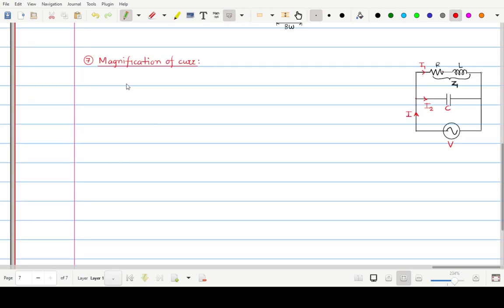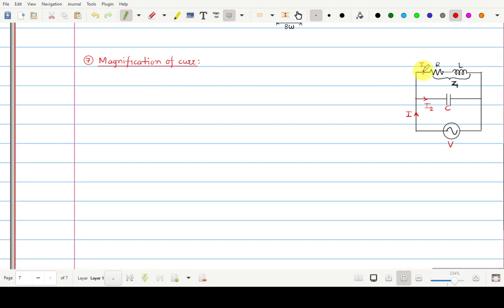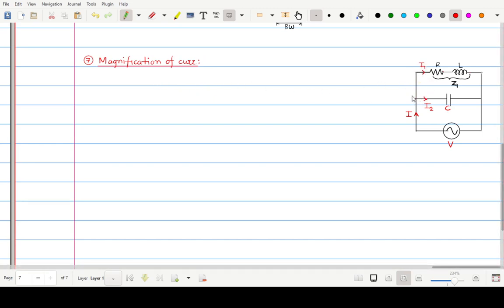Now the last parameter for this circuit is magnification of current. Why does this happen? Because if we measure the current flowing at resonance condition, we will observe that this current I1 and I2 at resonance conditions are much higher than the input current.